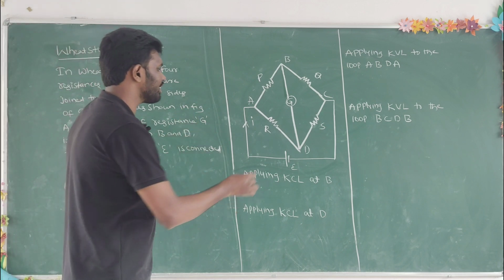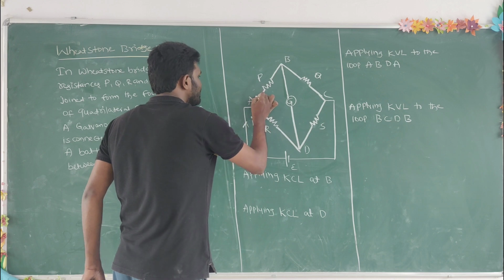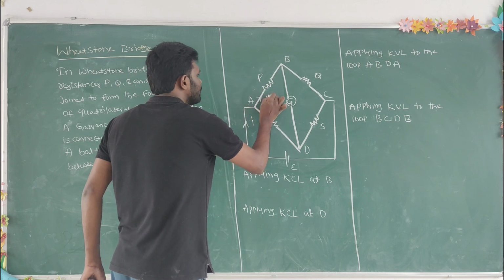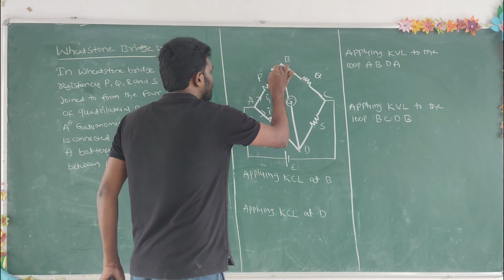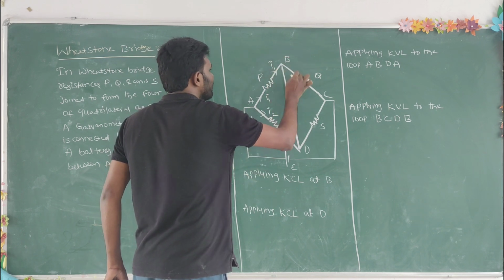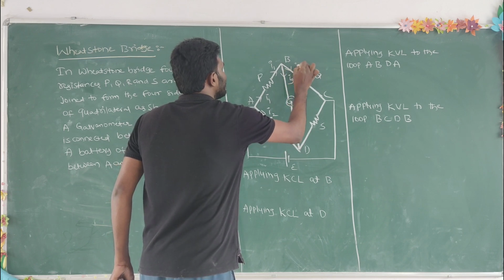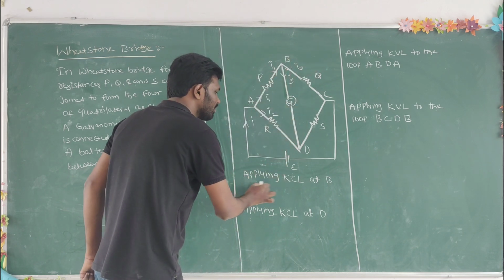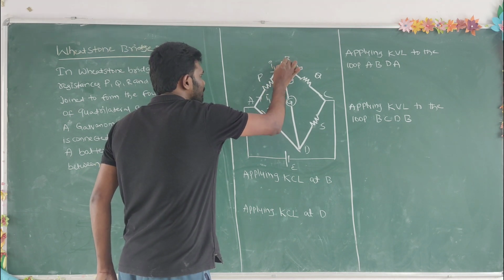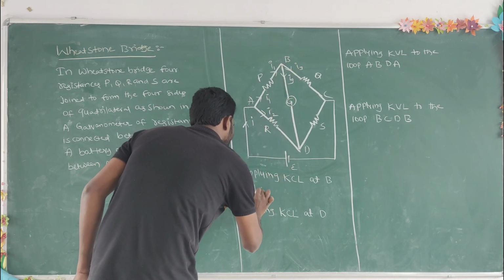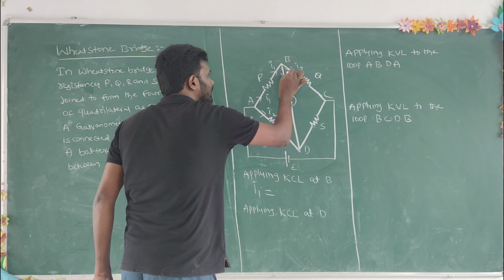Now, applying Kirchhoff's current law at junction B. Here the current I divides at A into I1 and I2. At junction B, the current is I1, and this I1 divides into the galvanometer current IG and I3. So by applying Kirchhoff's current law at junction B, the sum of the currents entering the junction, which is I1, is equal to the sum of the currents leaving the junction, I3 and IG.